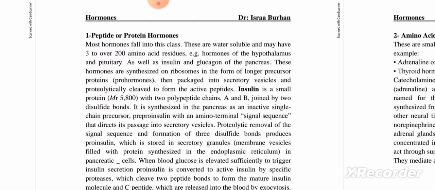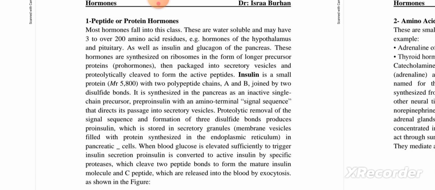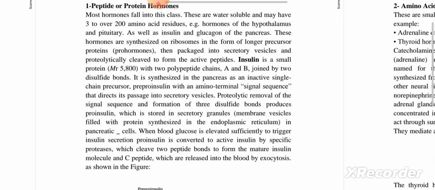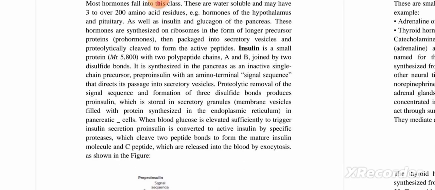Peptide or protein hormones. Most hormones fall into this class. These are water soluble and may have 3 to over 200 amino acid residues. For example, hormones of the hypothalamus and pituitary, as well as insulin or glucagon of the pancreas. Their hormonal synthesis occurs on ribosomes in the form of longer processed protein, then packed into secretory vesicles and proteolytically cleaved to form the active peptide. Insulin is a very small protein with two polypeptide chains A and B joined by two disulfide bonds.